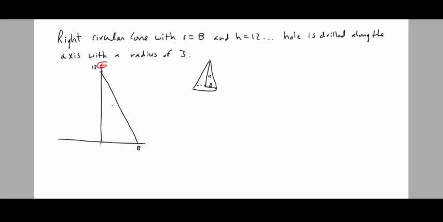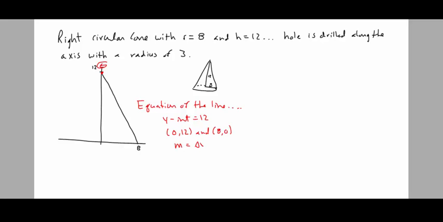Now we haven't even talked about the hole that's being drilled. But right now, before I even start, I need to find the equation of this line, and then we'll worry about the hole that's drilled. So, the equation of the line. Well, right now, pretty clearly I can see that my y-intercept is 12. And then I can also find my slope because I have 2 points here. So one point is 0, 12, and the other point is 8, 0.